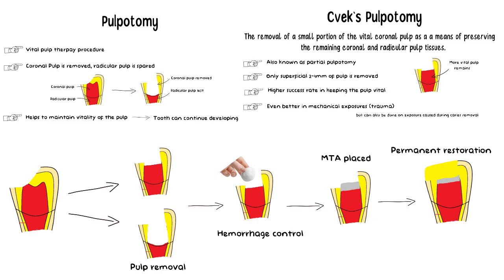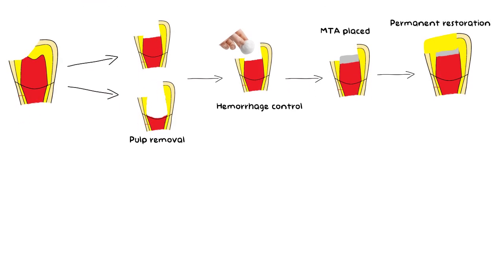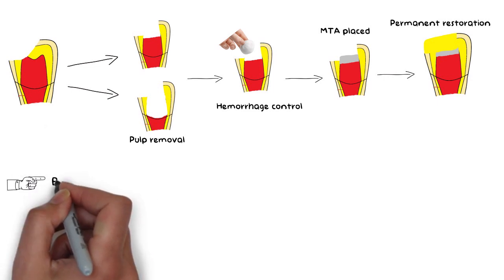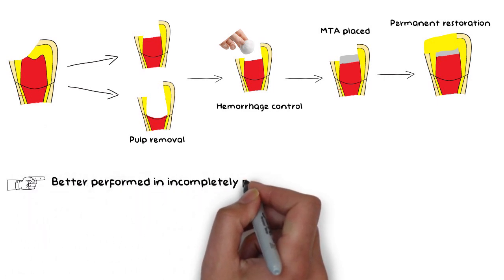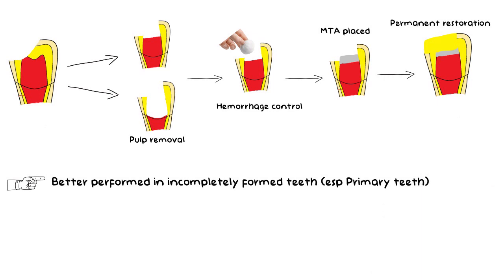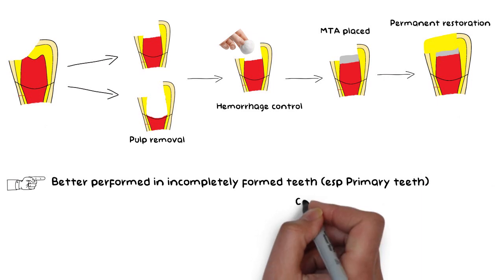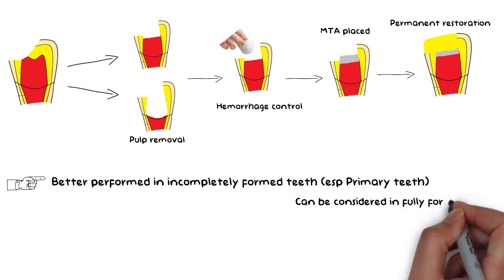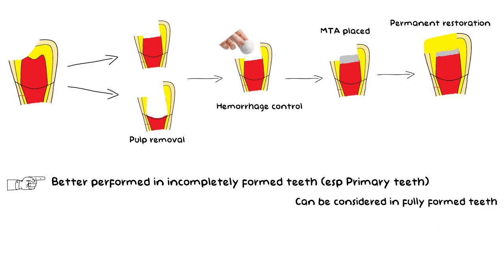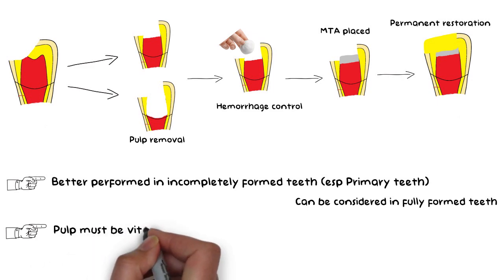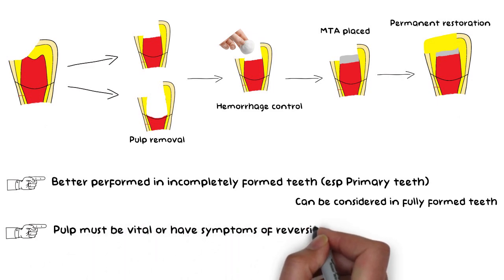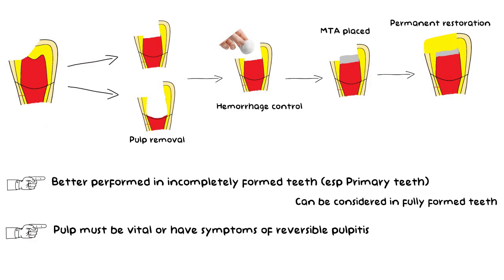Now both conventional pulpotomy and Cvek's pulpotomy have a better success rate if done in incompletely formed teeth that are still developing, especially in primary teeth. But they can be considered in permanent fully formed teeth because the primary goal of any endodontic therapy is to maintain the vitality of the pulp. But remember, for performing pulpotomy, whether it is conventional or Cvek's pulpotomy, the pulp must be vital and asymptomatic or have mild symptoms of reversible pulpitis. Only then can the pulp sustain vitality and further growth after performing pulpotomy.